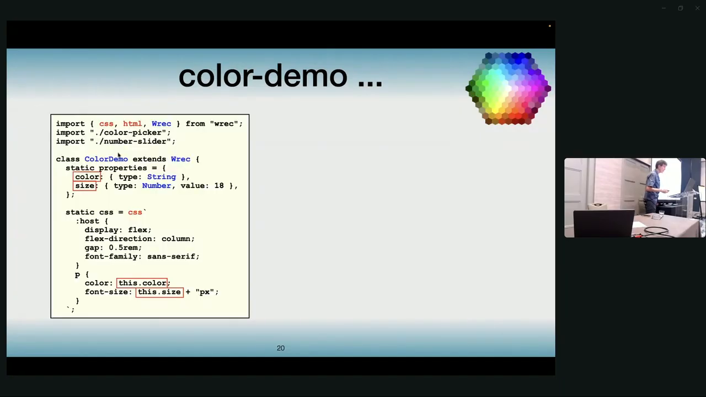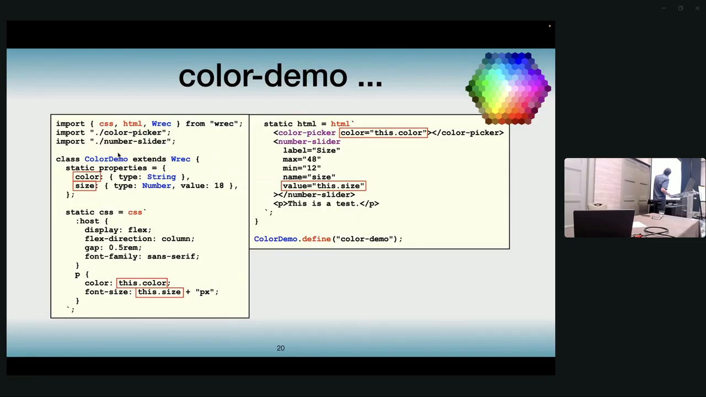So color demo has 2 properties, color, which is a string, and size, which is a number, and it starts at 18. And then in my CSS, I have some styling for the paragraph tag. That was that part at the bottom that you saw. And its color is this dot color, and the font size is this dot size, that many pixels. Okay, and then the HTML that I want to render, I want to have a color picker, and I need a number slider where I'm going to specify the size. And notice its value is this dot size, and so I'm tying it over to here, which is used here. And then the color picker has this dot color going into it, which is right here, and it's used right there.